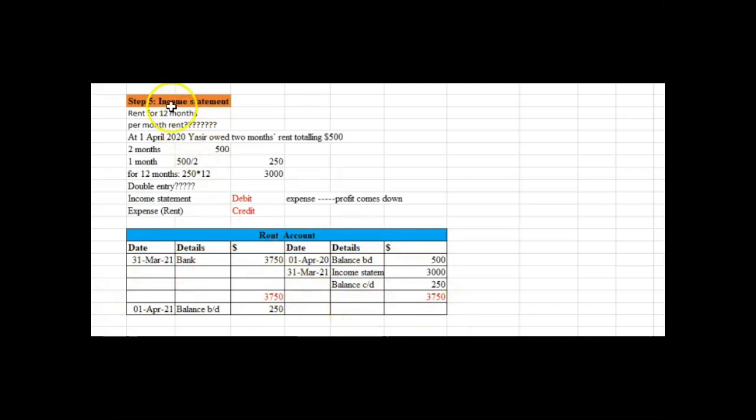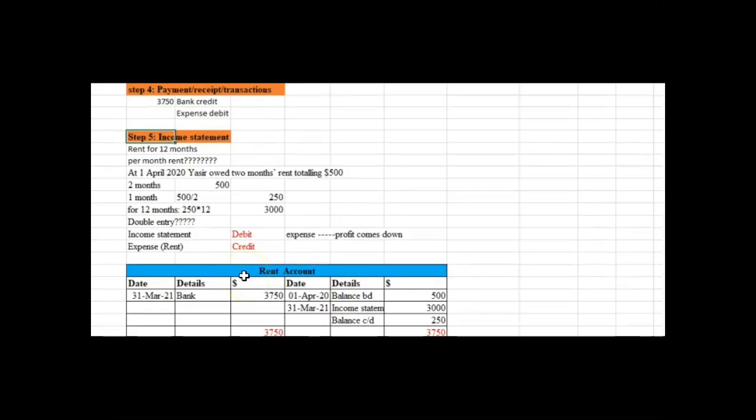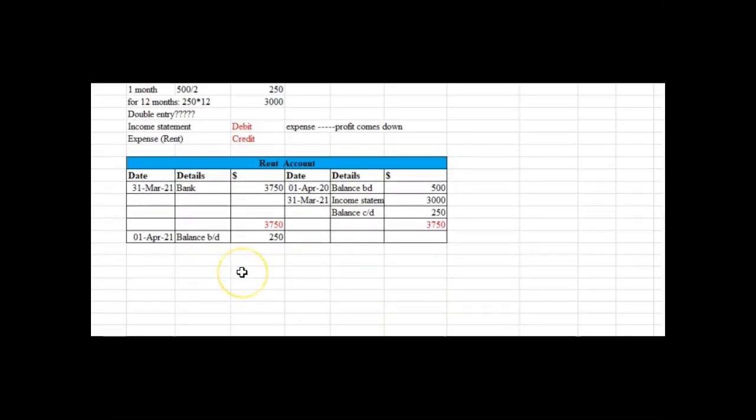So that's the end of the question. I'm going to give you a tip here. Try to keep a picture of how the account should look, because then the workings you're supposed to do to arrive at the figures become easy for you. I hope the explanation helped you understand it better.